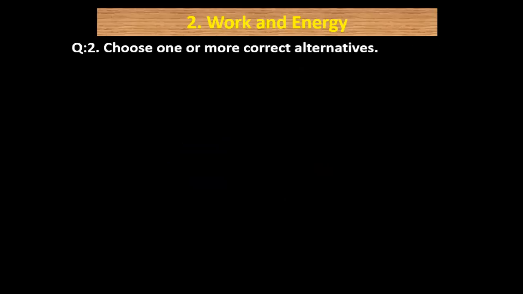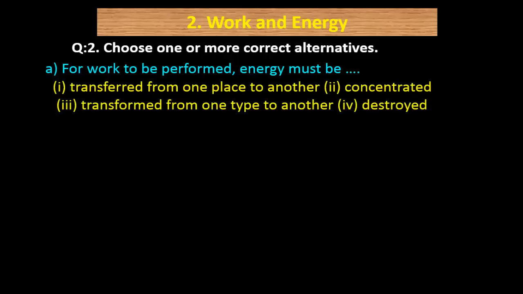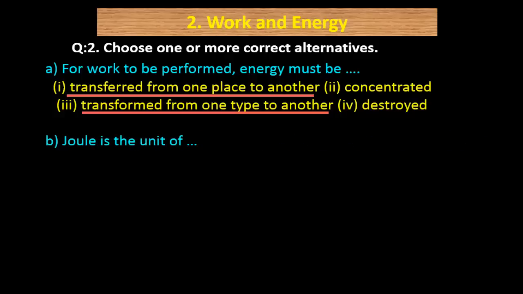Question number 2. Choose one or more correct alternatives. A. For work to be performed, energy must be ___. Answer. Transferred from one place to another and transformed from one type to another. B. Joule is the unit of ___. Answer.